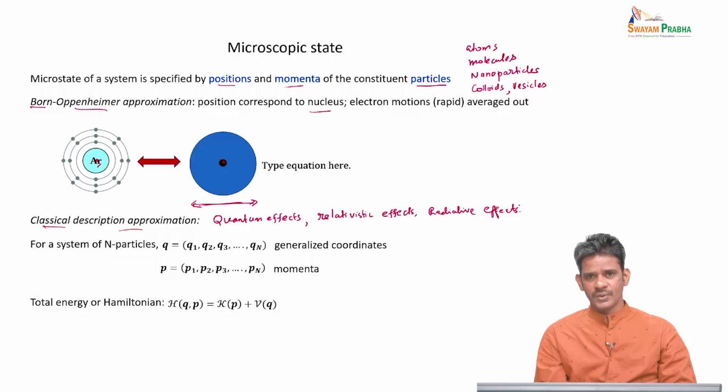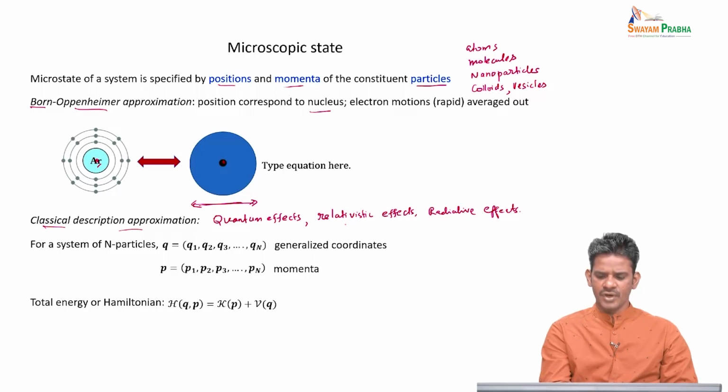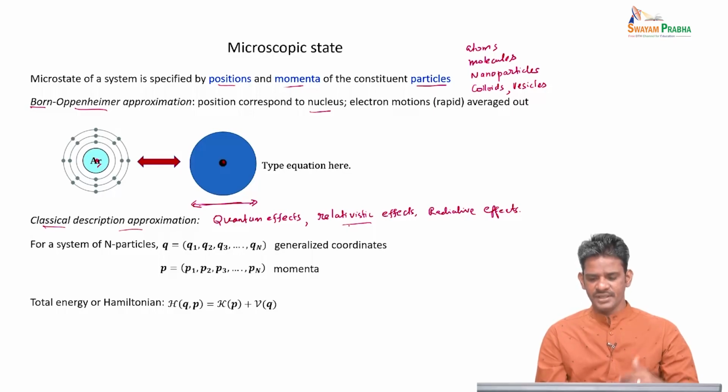But in this particular course, we are going to look at a classical system where the positions and momenta can be specified at any given point of time, which is not the case in quantum mechanical problems. Similarly, we don't want to consider relativistic effects because we are not talking about things that are moving at light speed and beyond. So we want to constrain ourselves to a very simple classical description of the system.